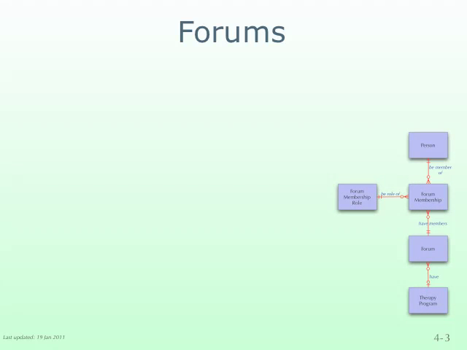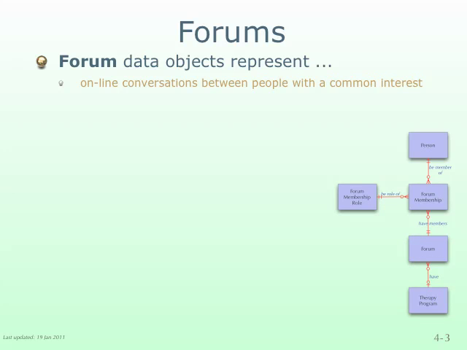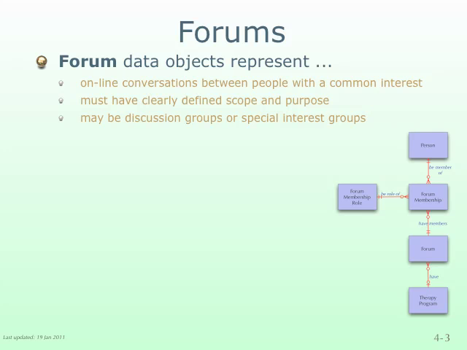So we need to define forum data objects to represent online conversations between groups of people with a common interest, otherwise known as a target audience. Each forum must have a clearly defined scope and purpose. In fact, that scope may be defined by a particular therapy program or stroke-related disability. A forum may be classified as a discussion group, or a special interest group.